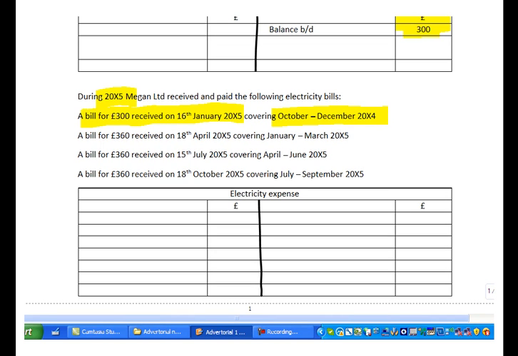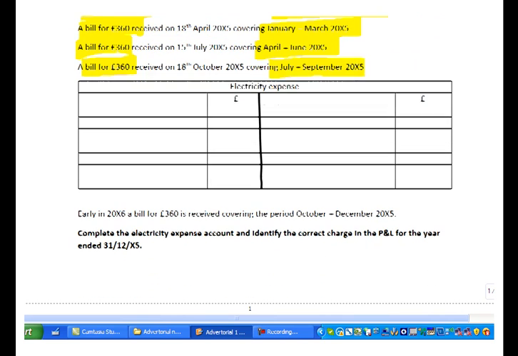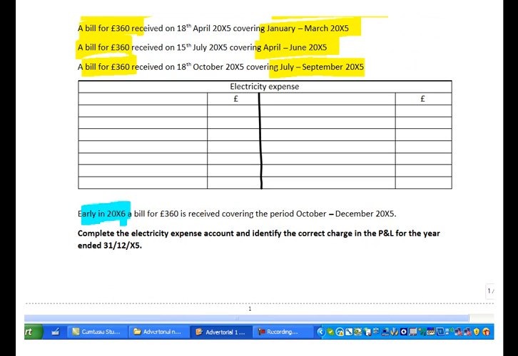We've then got 3 subsequent bills, each for £360. If they cover a 3-month period, that's £120 per month in XD5. They're covering periods from January to March, April to June, and July to September of XD5. Now you might realise we haven't received the bill for the final 3 months of XD5 yet. We're told that it comes in early XD6. We get another bill for £360, which does cover the final 3 months of XD5.